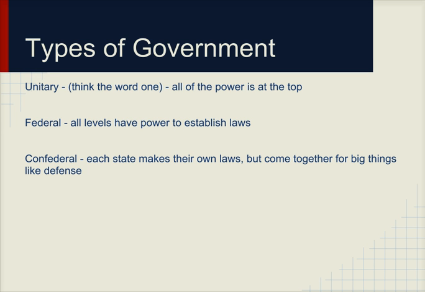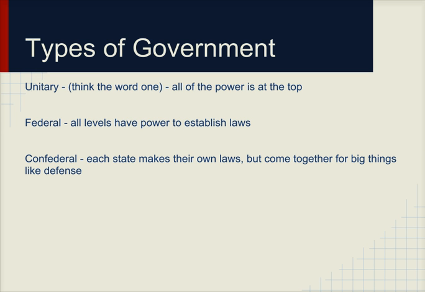Now, in addition to the forms of government, we have the levels of power. There's a chart on page 8 or 9 that breaks down all of this, but for the lecture here, we'll focus on the big three. A unitary system is where all of the power is at the top and they dictate policy down below. A federal style, and that's what the U.S. has, is where all levels, the national, state, and local, have power to establish laws, and they typically work together for the common good.